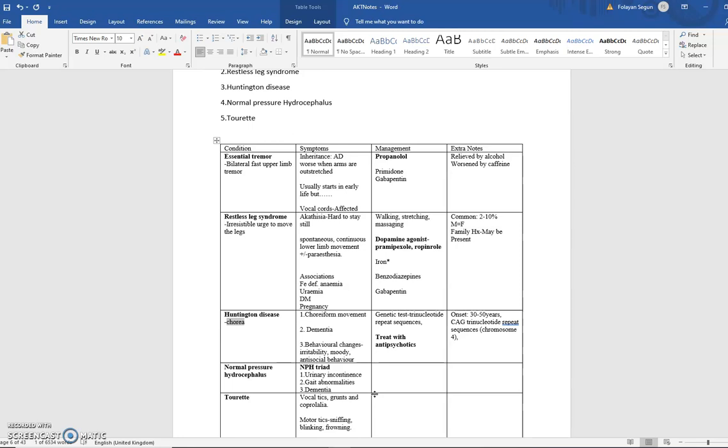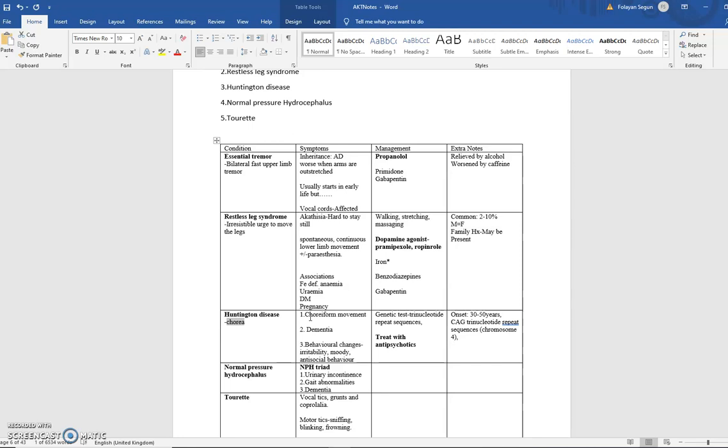You see dancing like movement. Chorea is more or less like a dancing like movement. You see dementia, and they might tell you the patient has memory issues instead of telling you the patient has dementia. So you see dancing like movement, you see memory issues, and you see behavioral changes, which can come in the form of antisocial behavior, mood changes, or irritability.